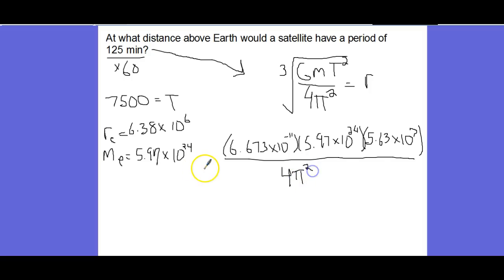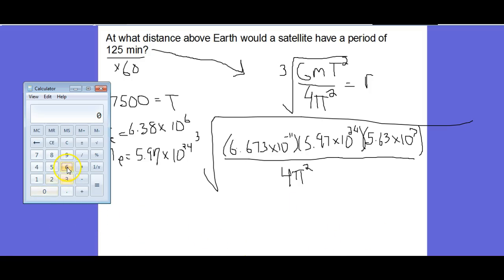And so I have that, and then this is going to give me the cube root. What I'm going to do though is not put this all into my calculator, I'm just going to do the coefficients. So let me get my calculator up here. If I get 6.673 times 5.97 times 5.63, that's going to give me 224. So I'm just going to write that up here.